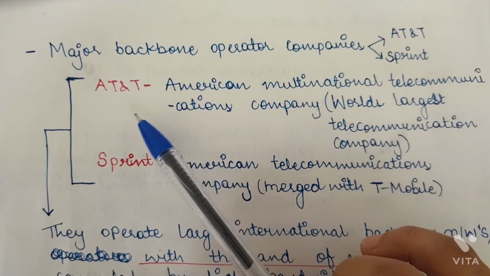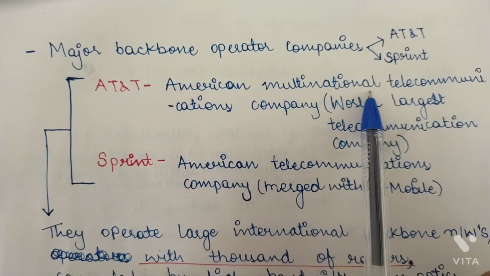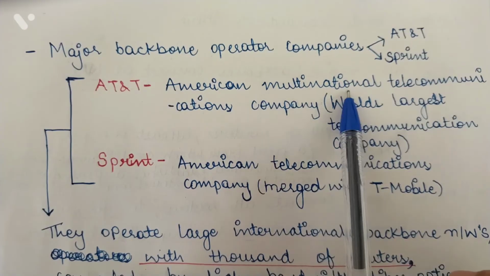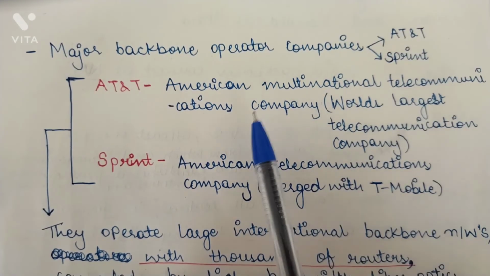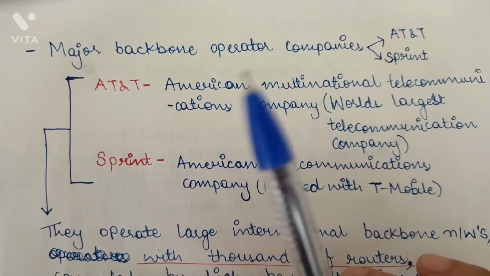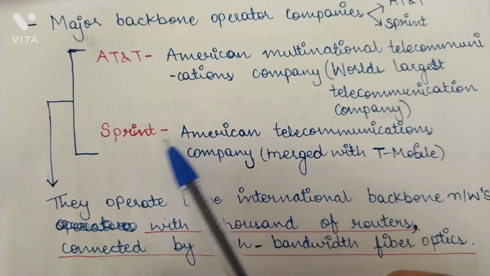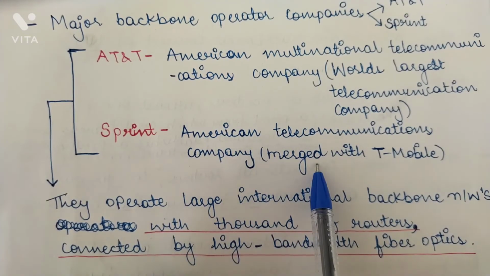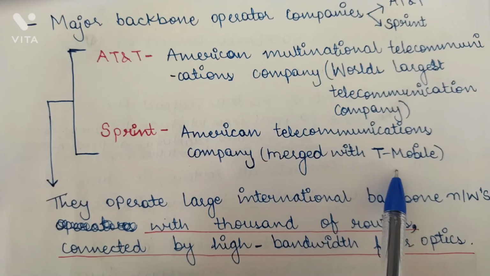Now AT&T stands for American Multinational Telecommunication Company, right? It was the world's largest telecommunication company and the first one to start with. Then there was Sprint, which is again an American telecommunication company, and it was later merged with T-Mobile.